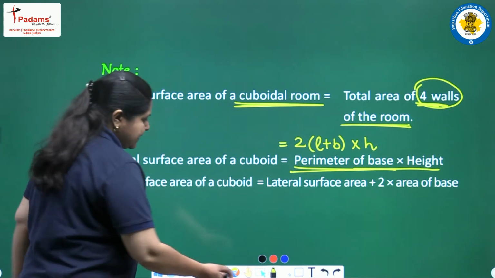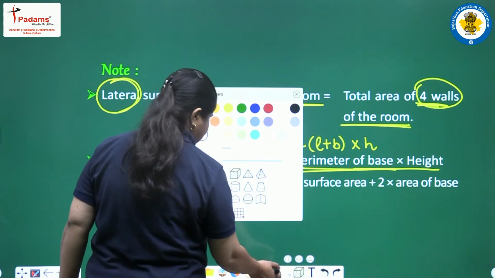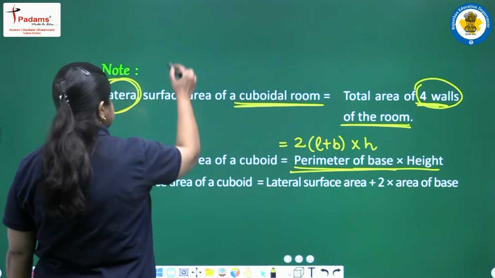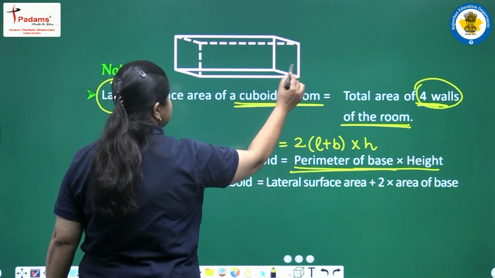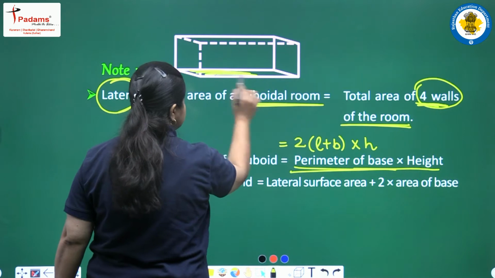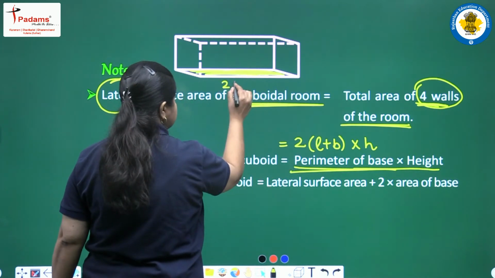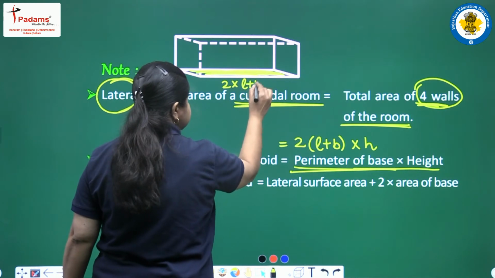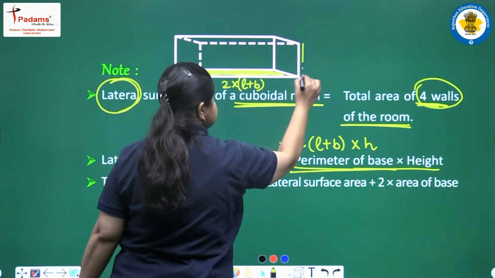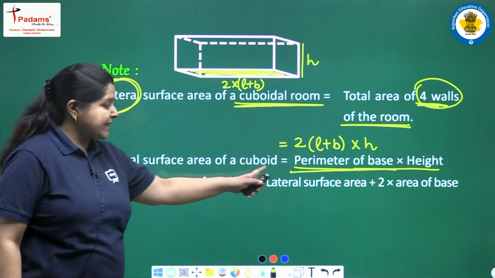जब हम एक cuboid consider करते हैं, we draw one cuboid here in this way. जब हम एक cuboid consider कर रहे हैं तो ये जो bottom face है, this one, इसका जो perimeter है वो हम ले रहे हैं 2 into (L + B), इसका perimeter, and then we multiply it by the height. In this way we get the lateral surface area of a cuboid.